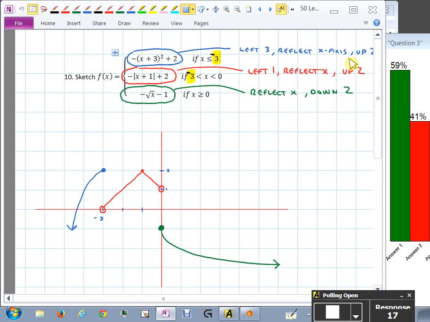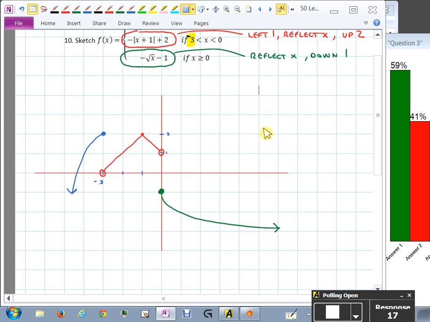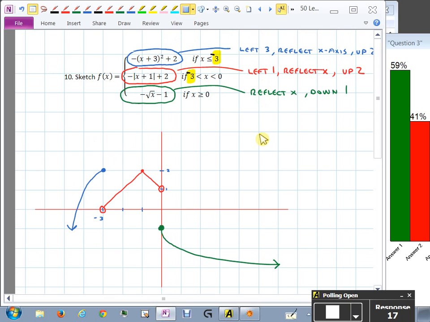So I wrote these in the order that they're supposed to happen. Oh, it's down 1. That's down 1, yeah. I must have been, I don't know, drinking. I wasn't, but that's down 1. I drew it correctly, though, right? Okay.